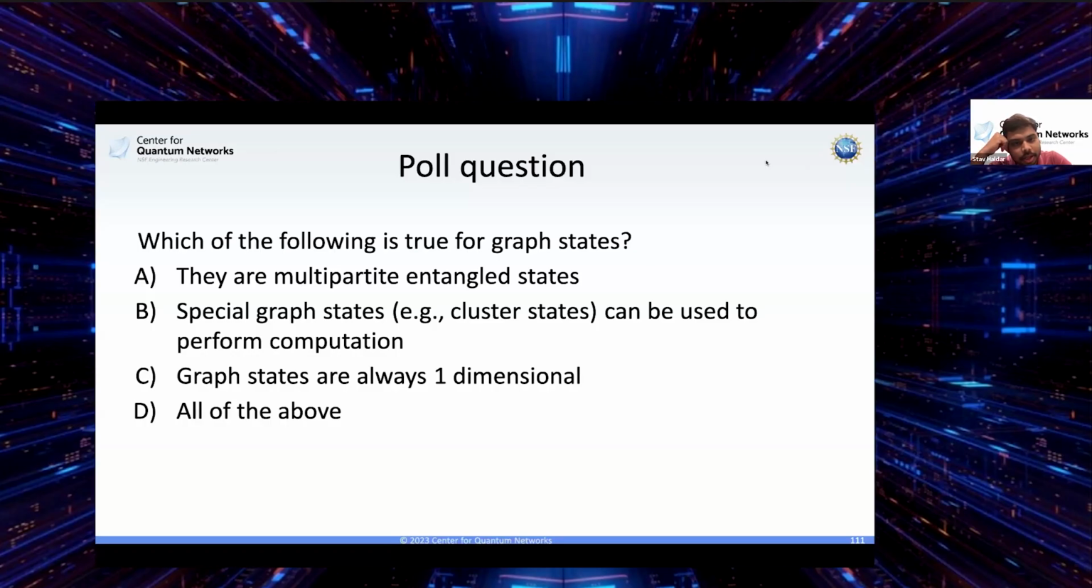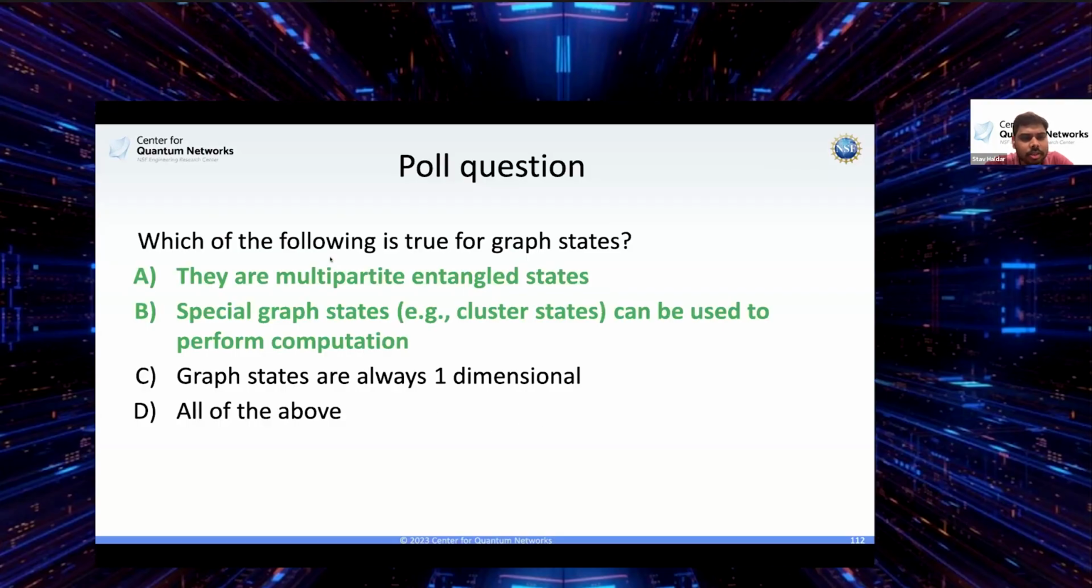Okay, so I see that most of you think that it's A and B. Okay, so they are multipartite entangled states. Special graph states can be used to perform computation. Very few think that they are always one-dimensional, and some people think that it's all of the above. Let's look at the answers. So A and B are correct. So most of you are right.